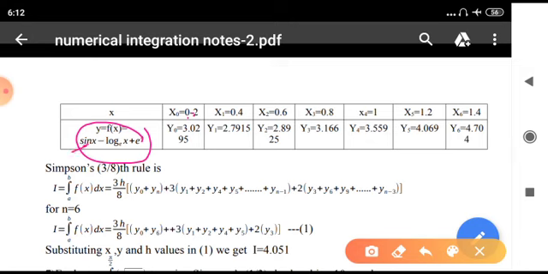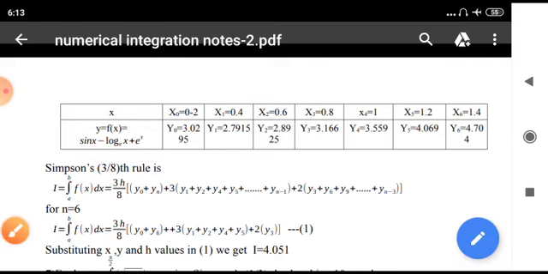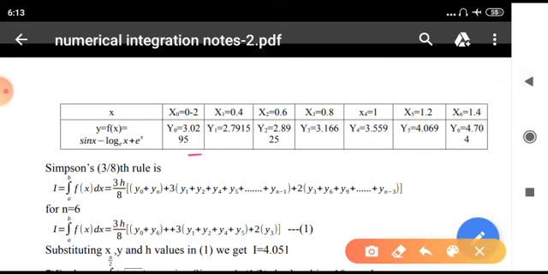Sin x is a trigonometric function, so we have to use the calculator in radian mode. Students, you have to remember only one thing that is important. Please use the calculator in radian mode whenever you get a trigonometric function. So we will be getting y values for each x value. We have listed here the y values.